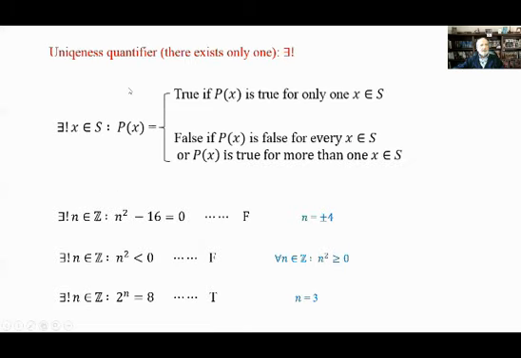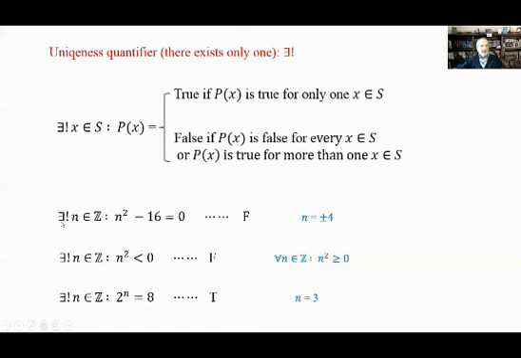Now we introduce the uniqueness quantifier. There exists only one, and we use this symbol. So we added this to the previous symbol. There exists exactly one x in S, P(x). This one is true if there is only one x in S for which P(x) is true. False if there's more than one, or if there is none. That's what it is. So true if P(x) is true for only one x in S. False if P(x) is false for every x in S, or P(x) is true for more than one x in S.